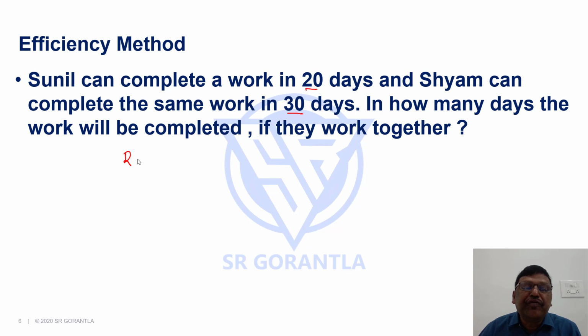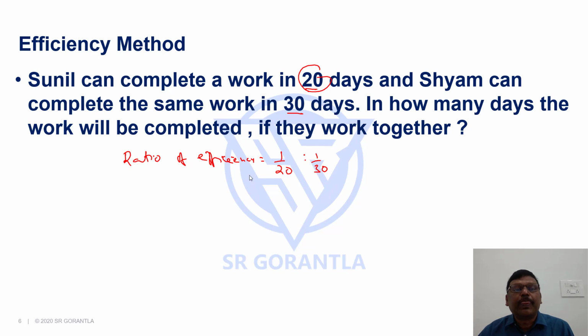So what is the ratio of efficiency here? As I said, number of days and efficiency are inversely related. So the ratio of efficiency will be the inverse of this, 1 by 20 is to 1 by 30. The reason is number of days and efficiency are inversely related. If you simplify this, you get the ratio 3 is to 2. The ratio of efficiency of Sunil and Shyam is 3 is to 2.